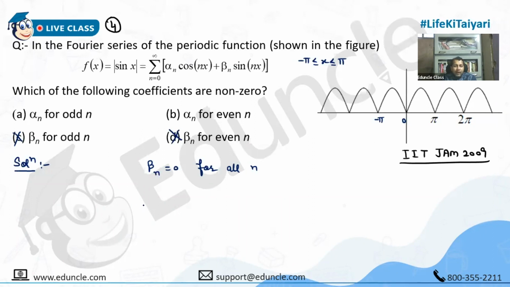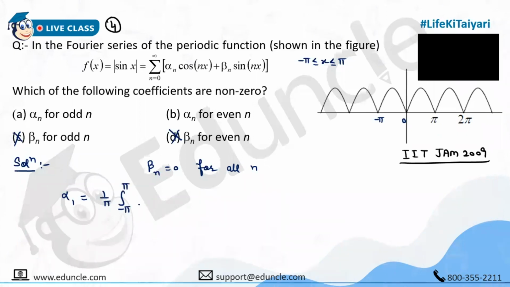Now I have to check for alpha n, that is an. So no need to go for alpha n again. Suppose I solve it for alpha 1 and it comes out to be 0. Then obviously it will be 0 for odd n. And if it is non-zero, then it will be non-zero for odd n and 0 for even n. Is it clear? Yes, sir.